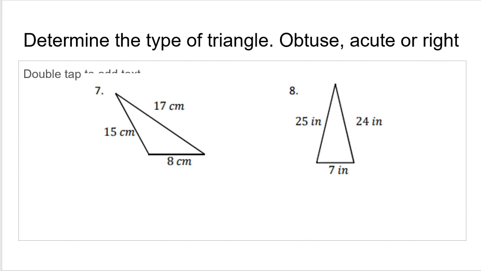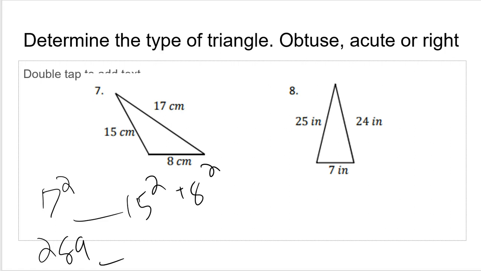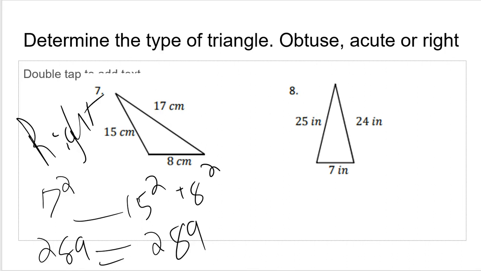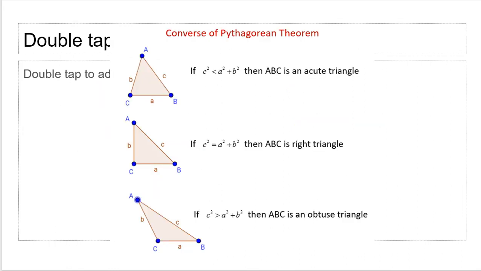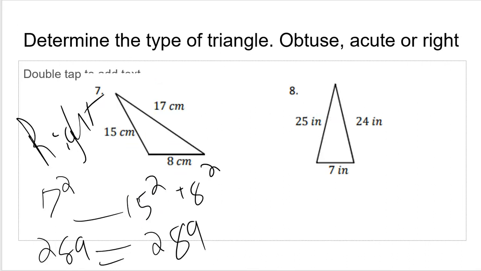All right, so do the same thing. First I'm going to start here with 17 squared. We always do the biggest number first. 15 squared plus 8 squared. So let's use our calculator. 17 squared, you get 289. You have a blank, 15 squared plus 8 squared, 289. So you can see that they do the picture like that to throw you off. This is actually a right triangle, and it's right because they're the same. When they're equal to each other, it's a right triangle.